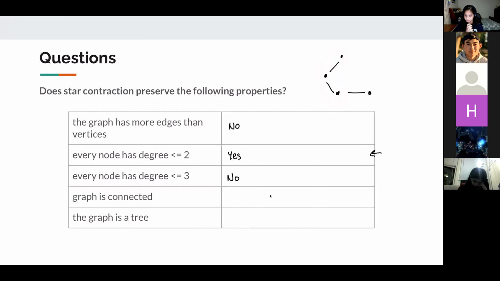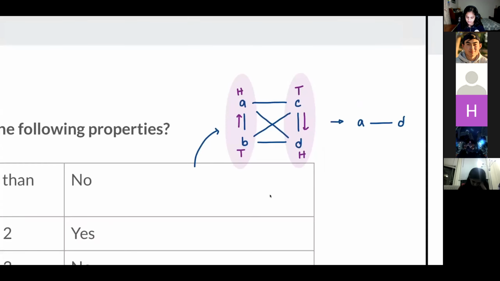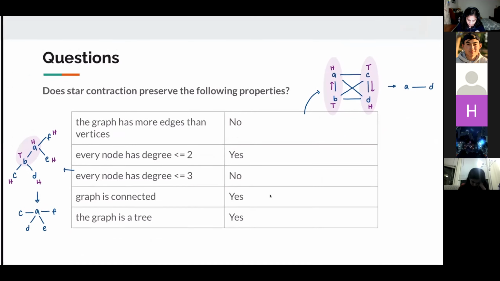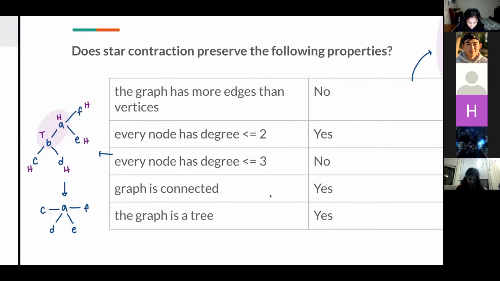I actually have another example here for the first one. If you consider some graph with a lot of edges, and then you just contract 2 of these partitions, you're going to end up with a graph with just 1 edge. And now this has fewer edges than vertices. And for the graph with degree less than or equal to 3, you can think of almost like a binary tree. And if you contracted just one part of this tree, you would end up with a graph where the center vertex has degree 4, which is not what you wanted.